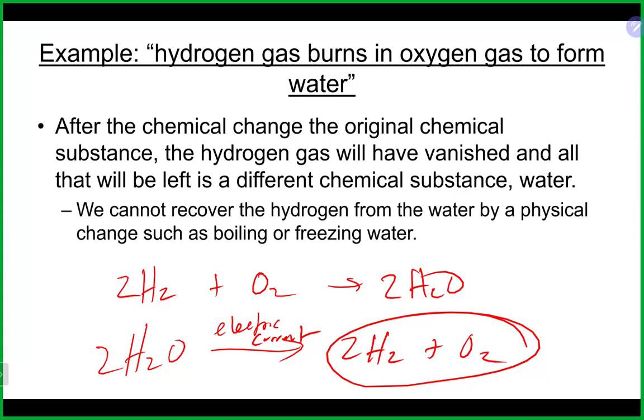Any questions on that there? Chemical change, yes. The water is the new substance, right? Yes.